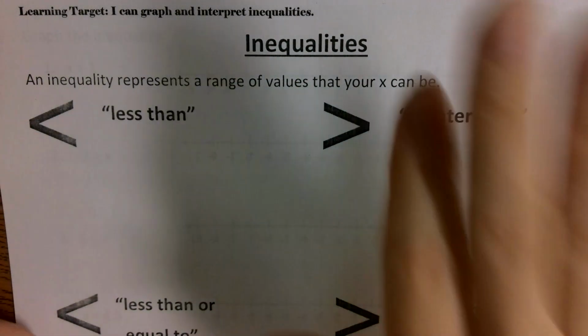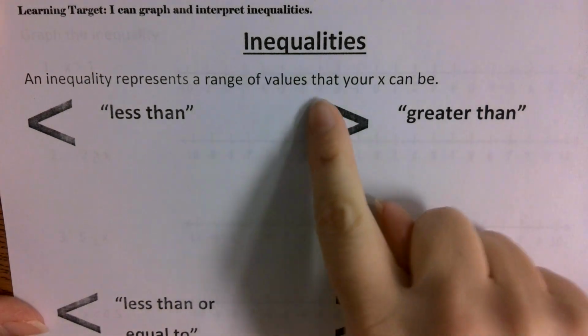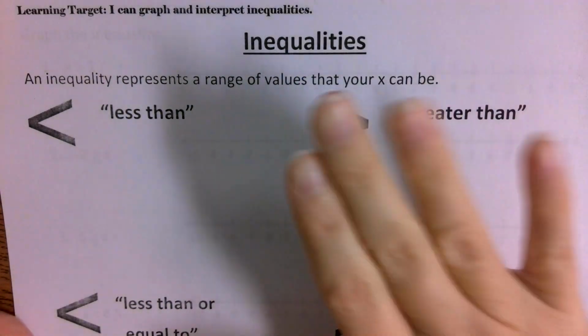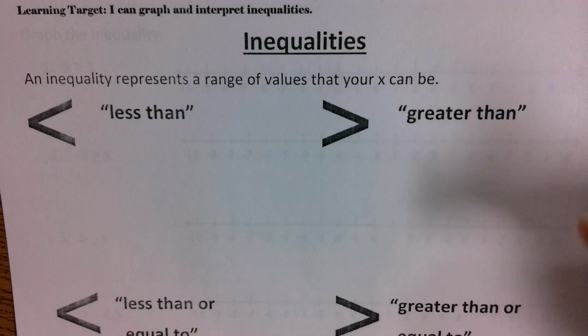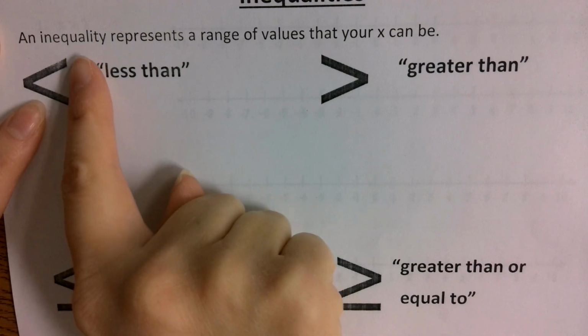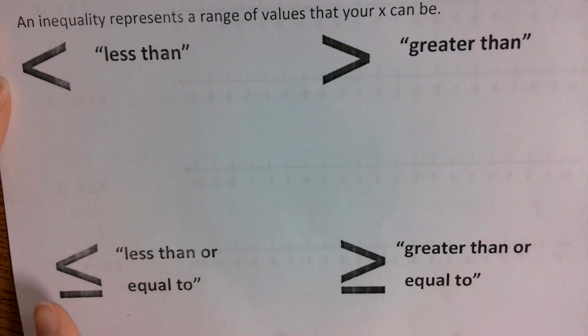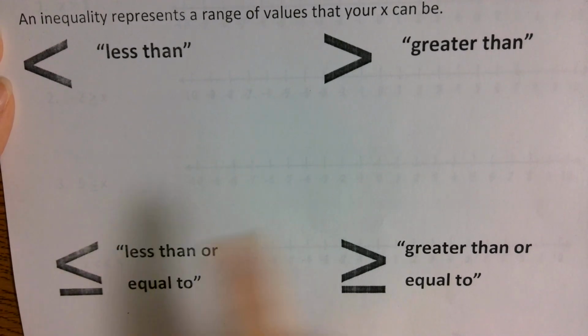So real quickly, the idea of inequalities is very similar to an equation. With an equation, it equals a specific number. With an inequality, it provides a range of values that your x could be, or whatever your variable is. You have the terms less than, so this symbol represents less than. This is the symbol for greater than. Our symbol for less than or equal to, and then our symbol for greater than or equal to.